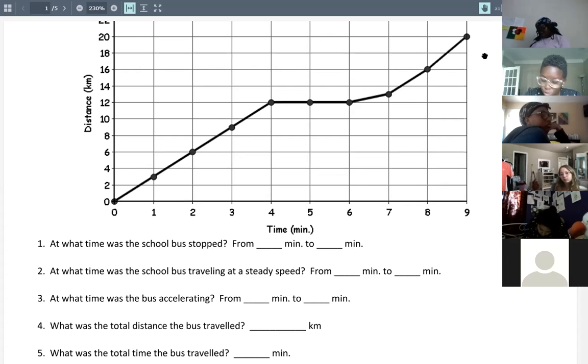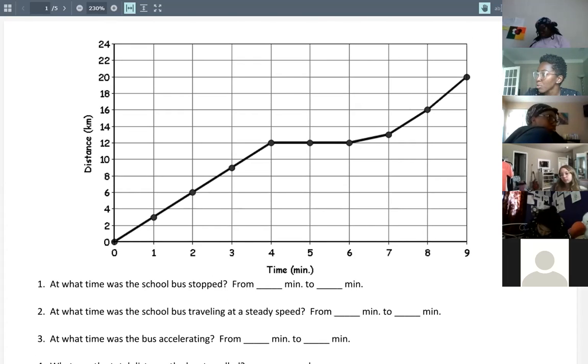How about the total distance that the bus traveled? Total distance. By the time he finished, he had traveled 20 kilometers. All right, so you guys are pretty good at this.